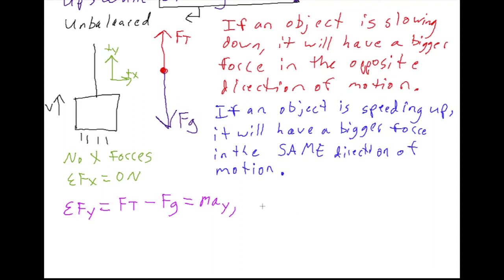Since this object is slowing down while moving up, we can also say that force gravity is going to be greater than force tension. This just means that once we start solving for this equation and plugging in our numbers, we're going to find out that acceleration is going to be negative. And it's negative, like we said before, because it's slowing down.